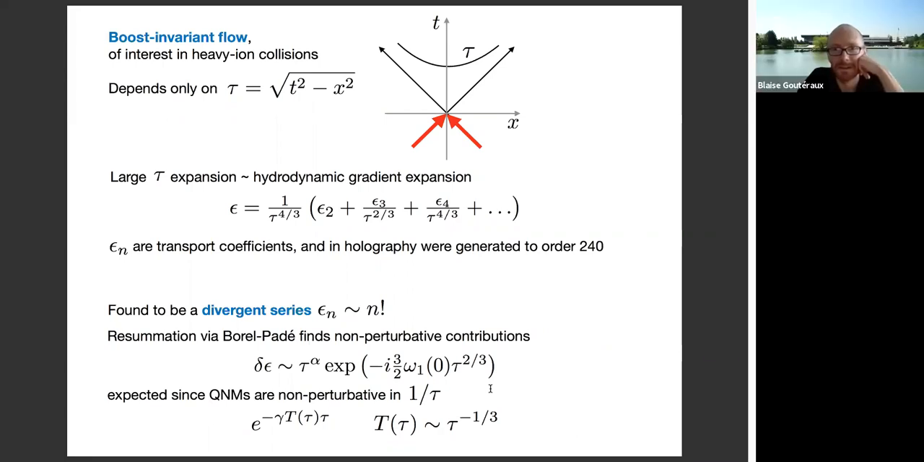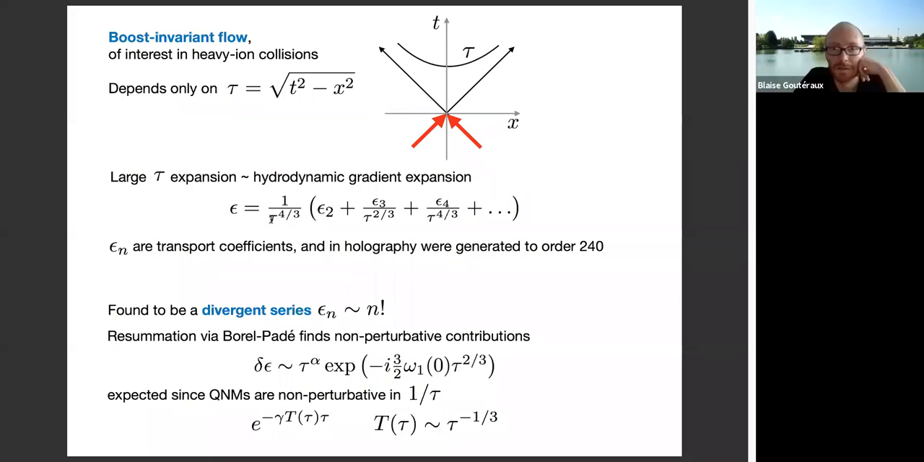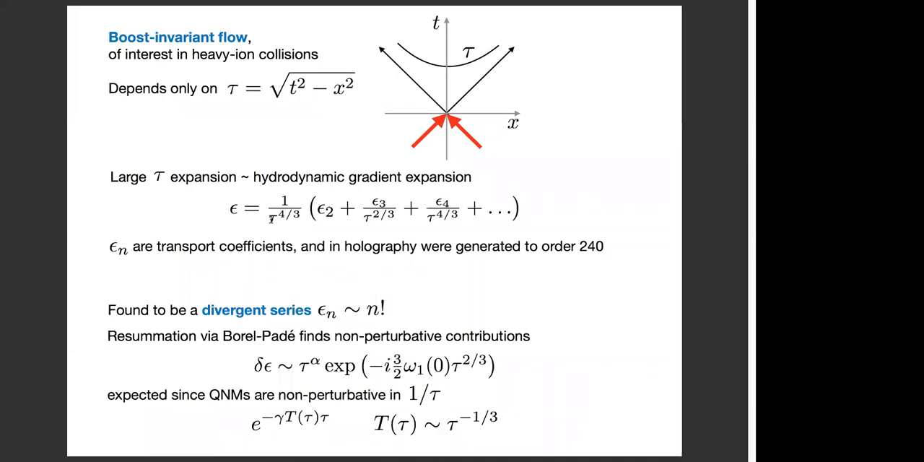Ben? Please, hi. Hey, sorry, this is me being probably a bit stupid, but can you explain the tau to the 4/3? Because epsilon should have dimension 4 and doesn't tau have dimension minus 1? There's probably an energy scale, so epsilon 2. This is a conformal theory, right? It's a conformal theory. There's an overall scale, Lambda, that enters, and it's defined by epsilon 2, and it propagates to epsilon 3, epsilon 4, etc.